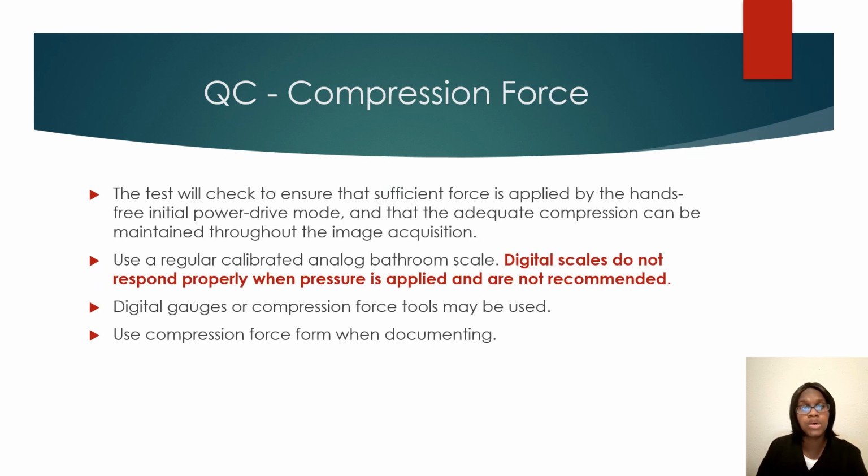For your compression force, you want to use a regular calibrated analog bathroom scale, a scale that has the little lines that go like this. Digital scales do not respond properly when pressure is applied, so do not use a digital scale. Use one of those old scales, where you see the line going different ways whenever you get on the scale and get off the scale. Digital gauges or compression force tools may be used. Make sure that you're always documenting.